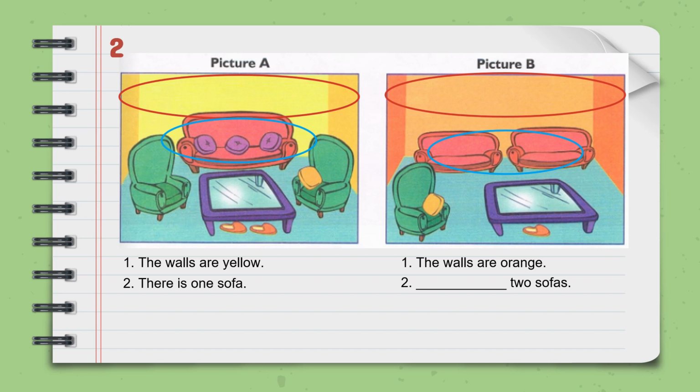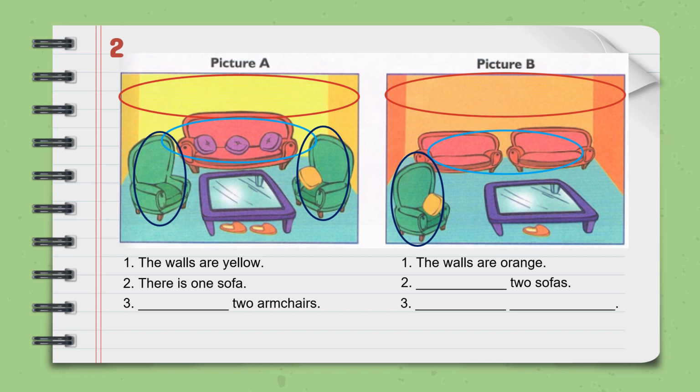The third difference that you can see is the armchair. What about the armchair? Do you use there is 2 armchairs or there are 2 armchairs for picture A? Yes, you're right. You use there are. How about picture B? What sentence can you use regarding the armchair? Yes, you're right. There is 1 armchair.